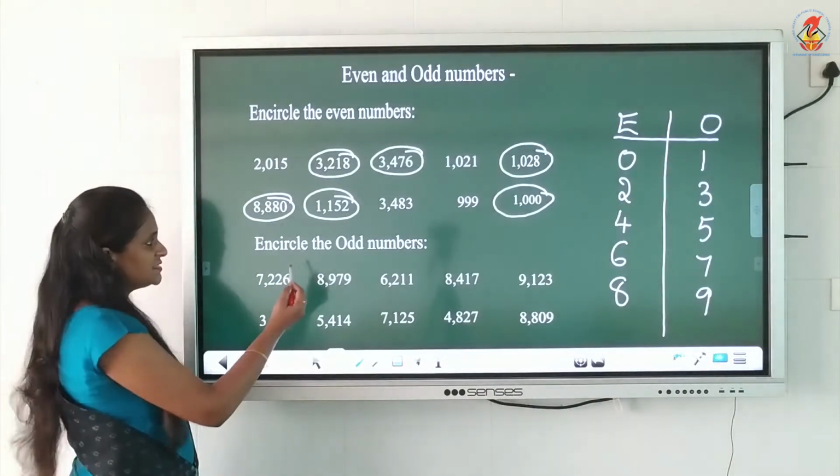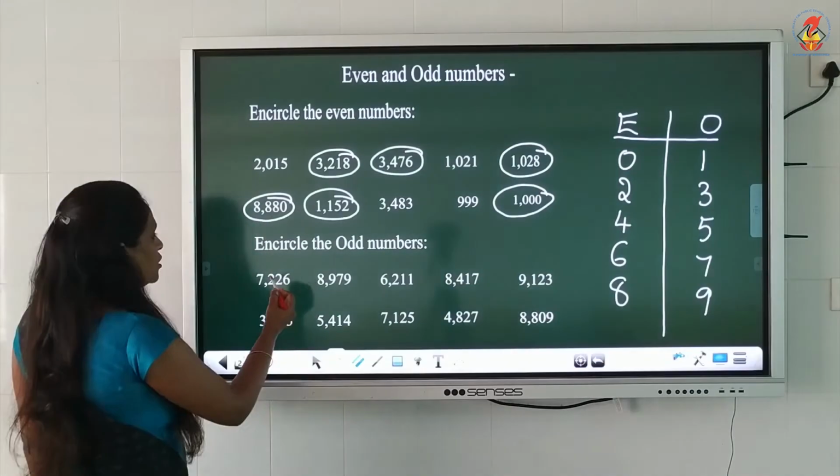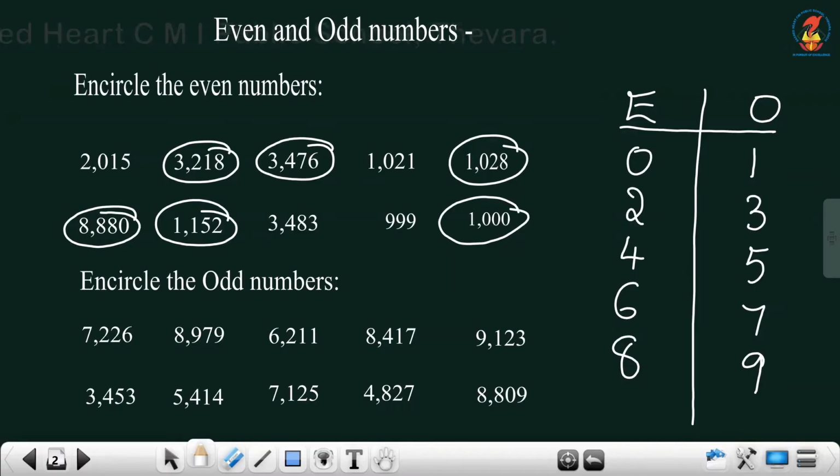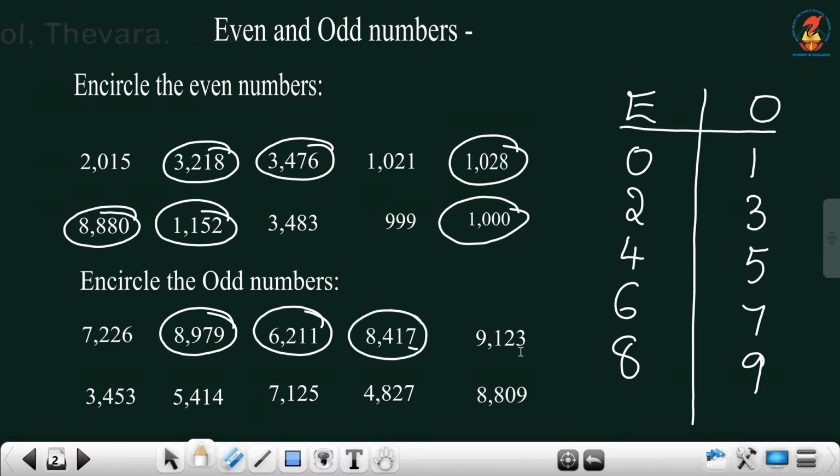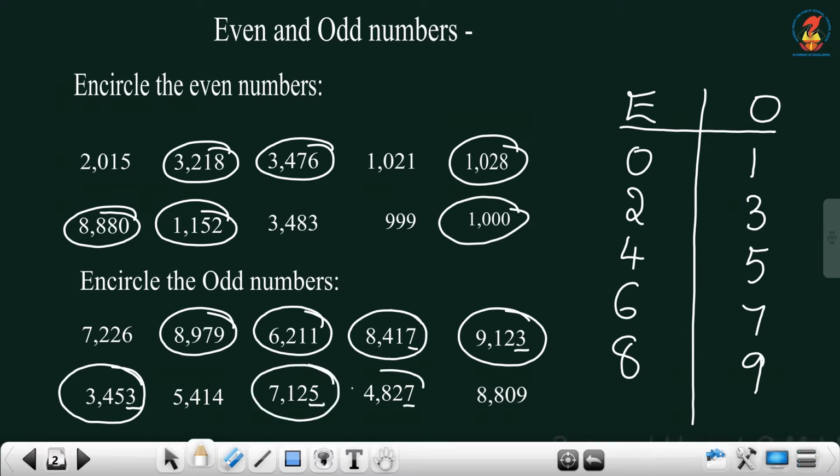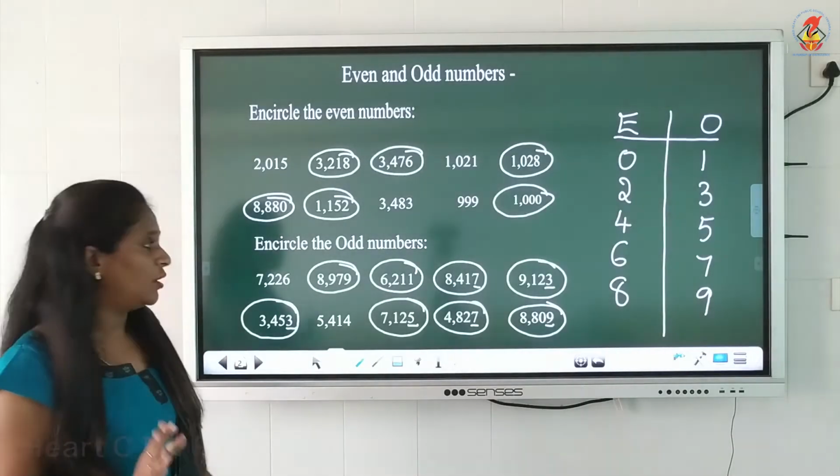Now the next question is, encircle the odd numbers. Look at the last digit. 6, it's even or odd? It's even number. 9, it's odd number, circle. 1, it's odd number, circle it. 7, it's odd number, circle it. 3, it's odd number, circle it. 3, it's odd number, circle it. 4, it's even number. 5, it's odd number, circle it. 7, it's odd number, circle it. And 9, it's odd number, circle it. This is how we find out whether that number is odd number or even number. You just have to look at the last digit to find out whether it's even or odd number.